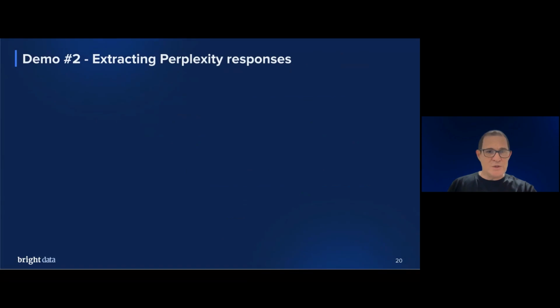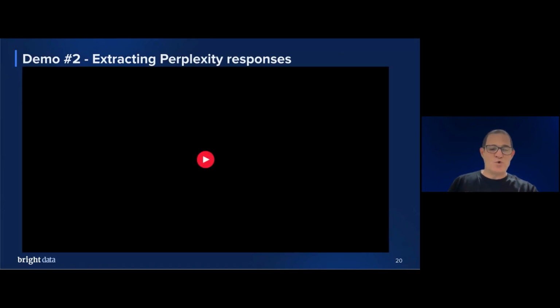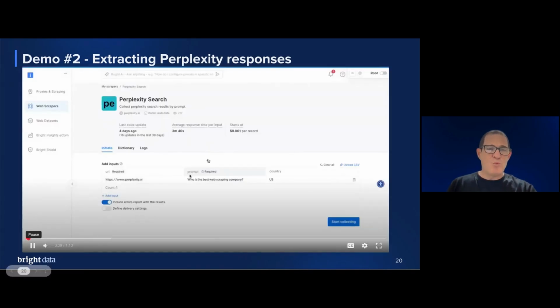So let's do a demo. Going back to this triangle that I was talking about, let's see how Bright Data looks on Perplexity. What you're seeing on the screen here is the user interface for the Perplexity web scraper API from Bright Data. If you are doing this at scale, you're not going to be using this. You're going to be using an API, but for this demo, it's okay to use the user interface. And you can see here what we're going to do is go to perplexity.ai, and we're going to be putting in a general query. Who is the best web scraping company?